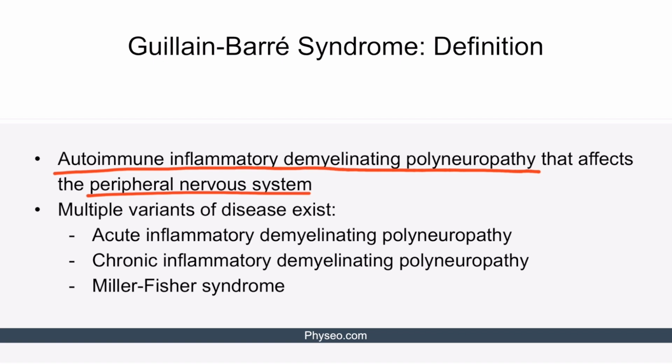Notably, this is in direct contrast to the first three disorders we discussed in this lecture, all of which affected the central nervous system. Now, there are many variants of Guillain-Barré syndrome, but the three variants to know for the boards are acute inflammatory demyelinating polyneuropathy, or AIDP, chronic inflammatory demyelinating polyneuropathy, or CIDP, and Miller-Fisher syndrome. AIDP is essentially synonymous with Guillain-Barré syndrome, as it's the most common variant. Hence, for the purposes of the boards, you should think of Guillain-Barré syndrome and AIDP as terms that can be used interchangeably by the test writers.